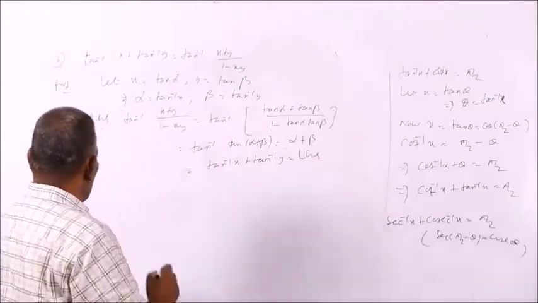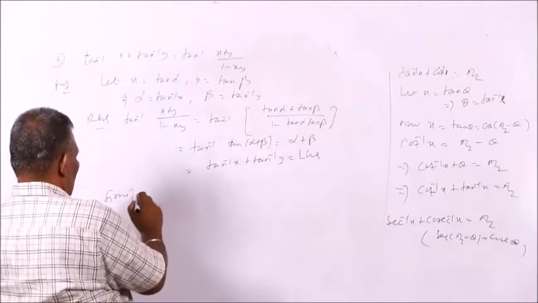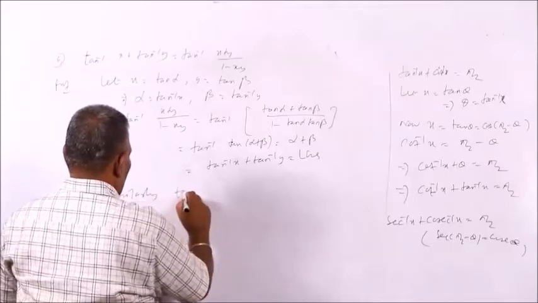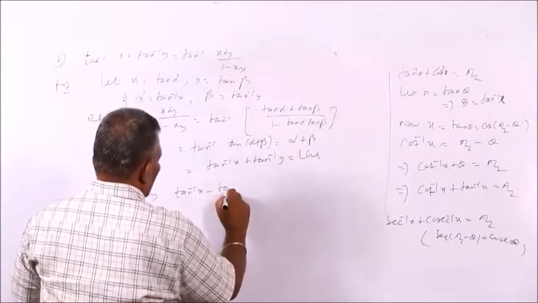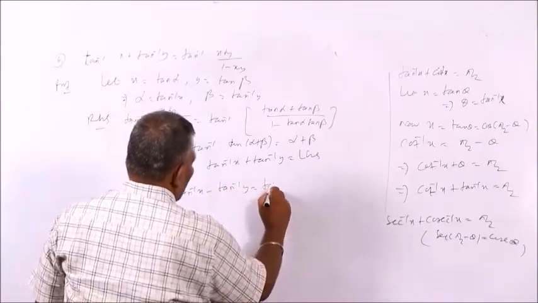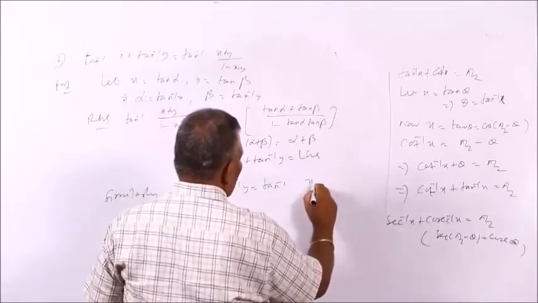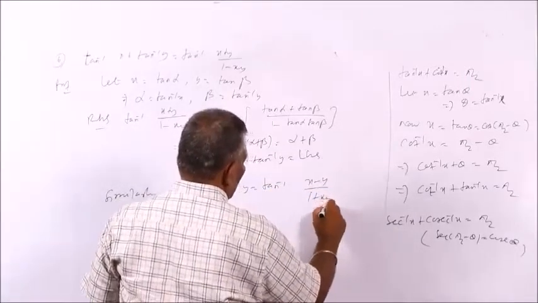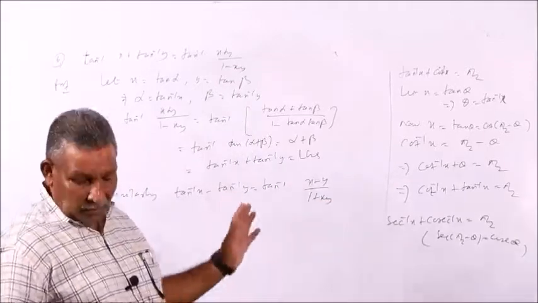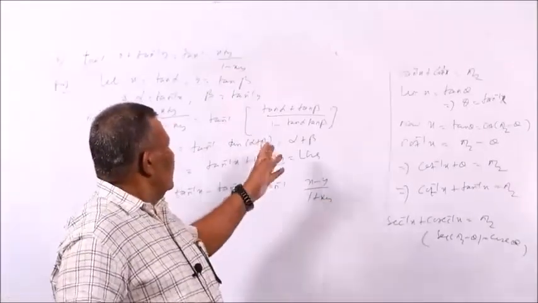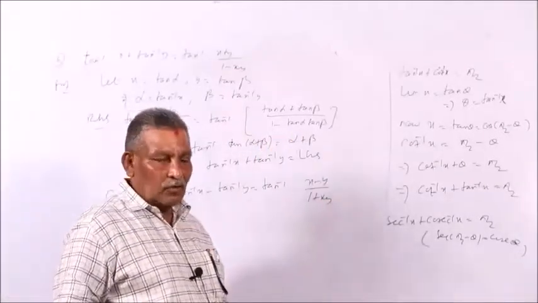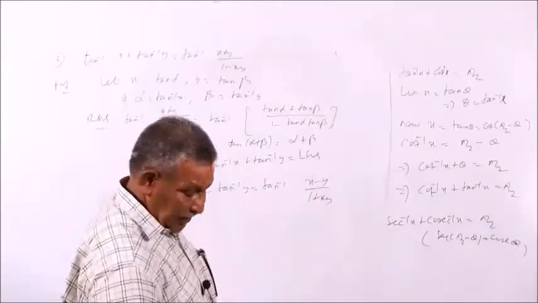So similarly, you can take tan inverse x minus tan inverse y equals tan inverse x minus y by 1 plus xy. Just use the formula tan alpha minus tan beta divided by 1 plus tan alpha tan beta equals tan alpha minus beta.